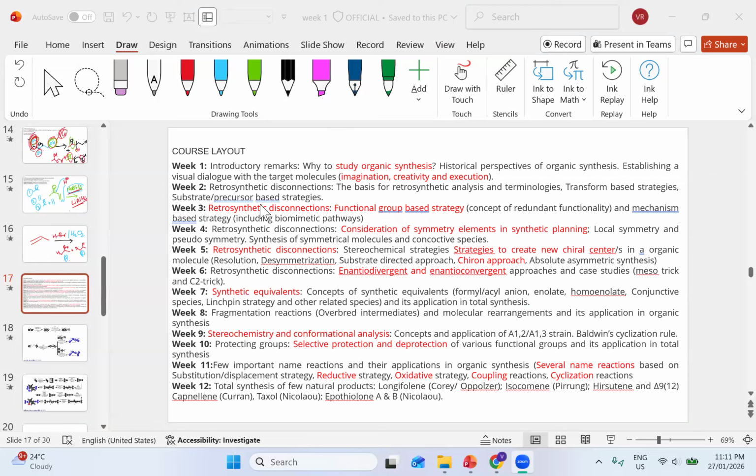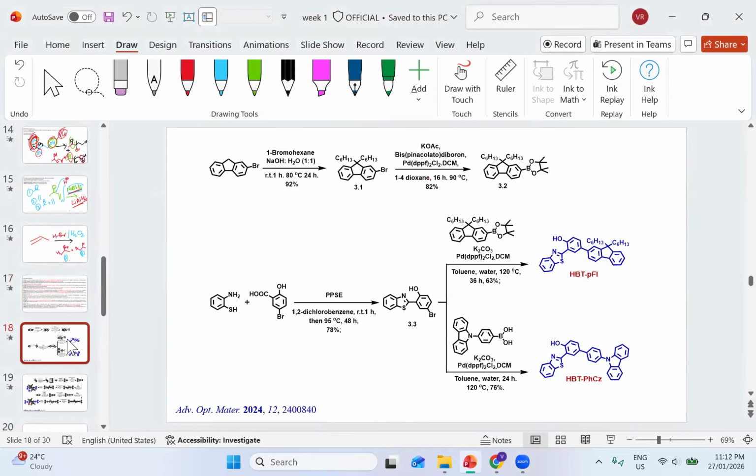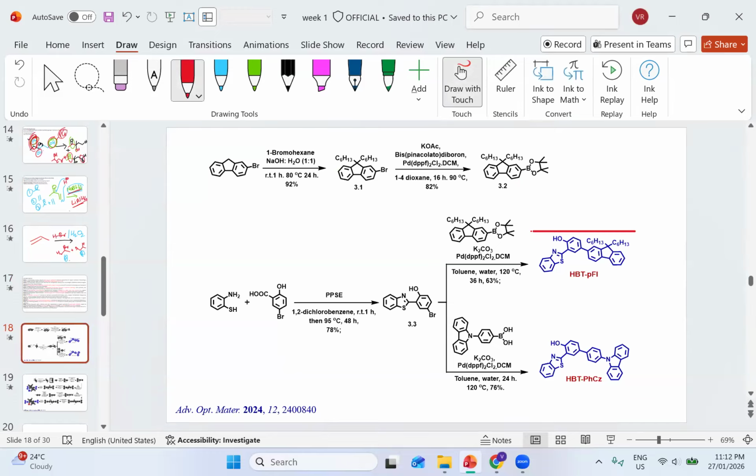So I will move slowly to some of the problems. Why is retrosynthesis required? So the first question: why retrosynthesis? I will show that with some actual examples. Let's say I want to synthesize this molecule. This is my target molecule, and I want to synthesize it. So how can I synthesize this molecule?